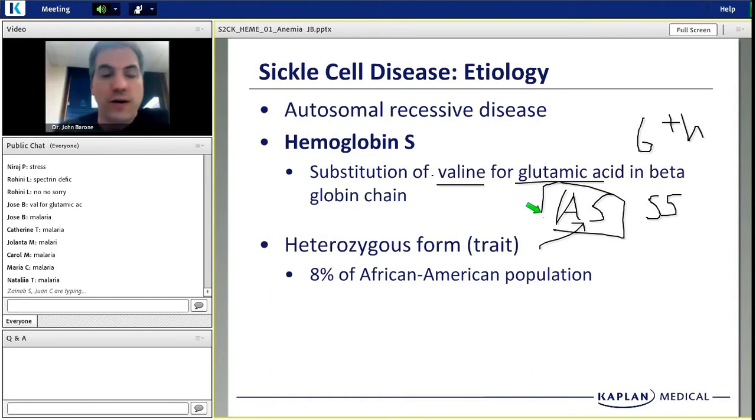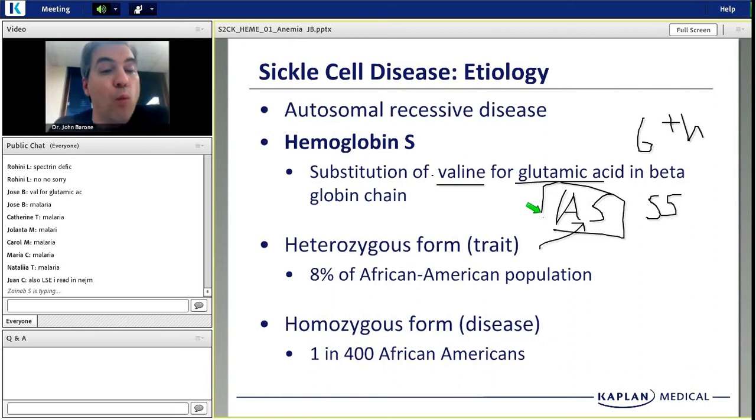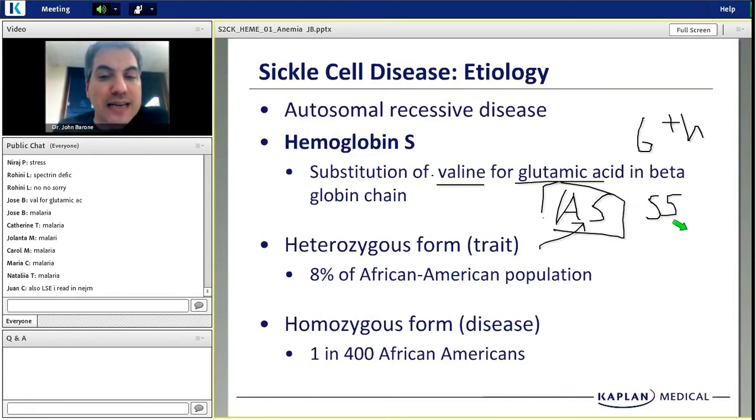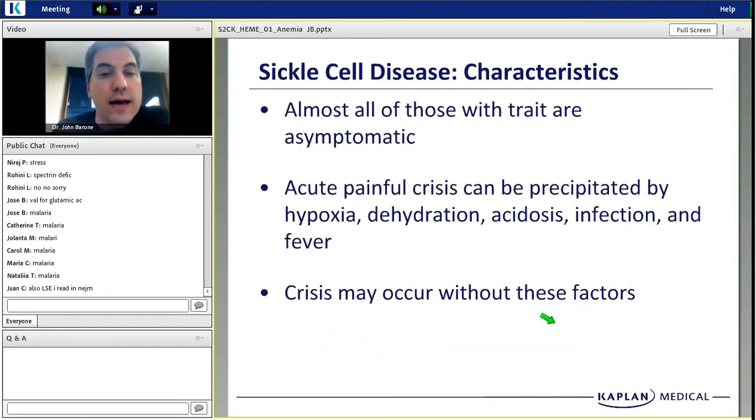Interesting. Okay, so anywhere there is or was a lot of malaria is going to have a high rate of this. Now, if one trait marries another trait, their child can get both mutations. That is homozygous, that is SS, and this is the one that has all the severe problems. So this is called sickle cell disease. Sickle cell disease. All right, now, almost all the patients with trait are asymptomatic unless they go to high altitude.